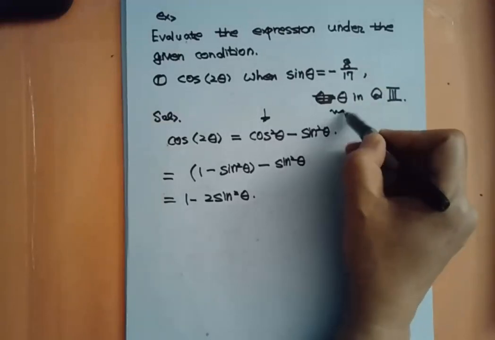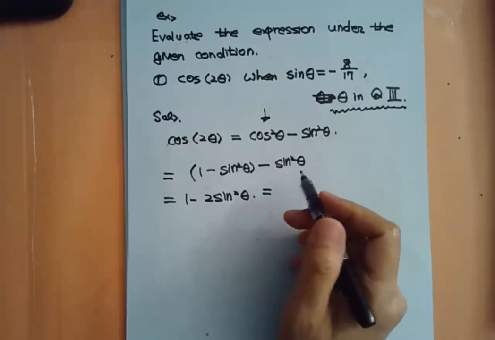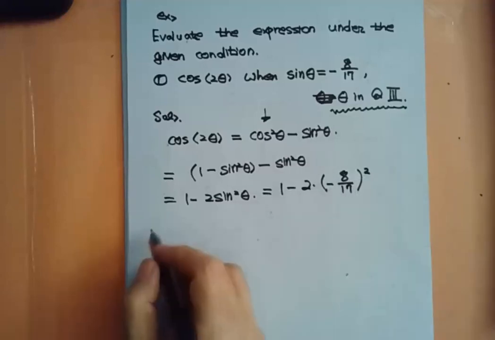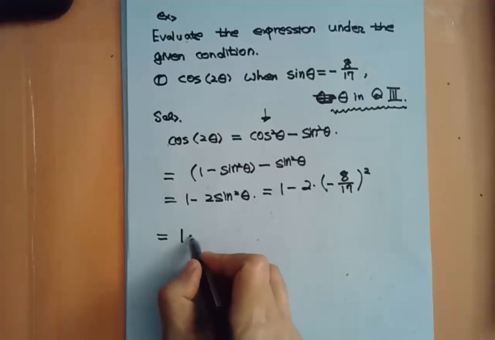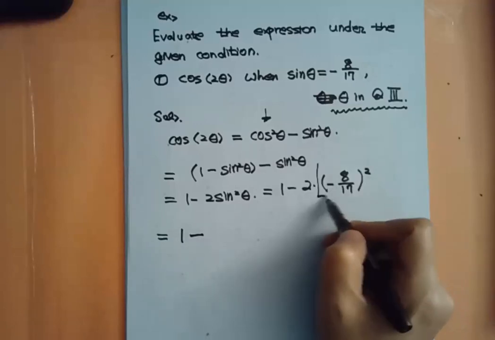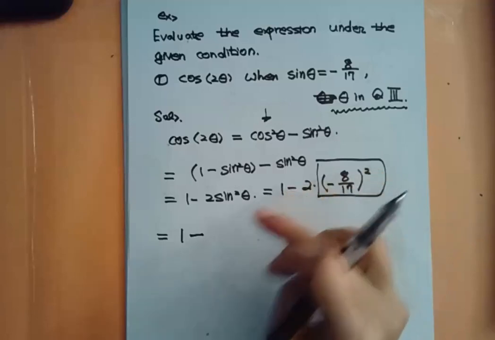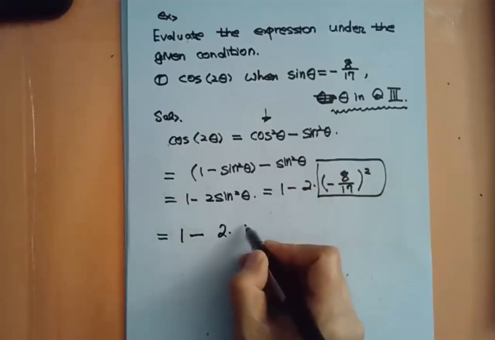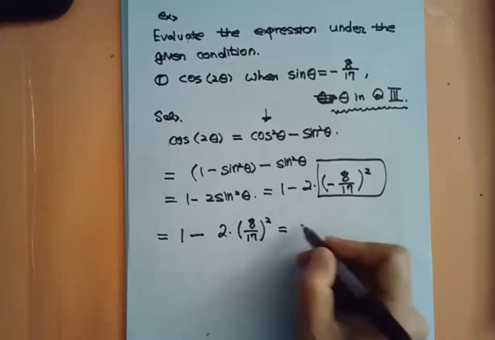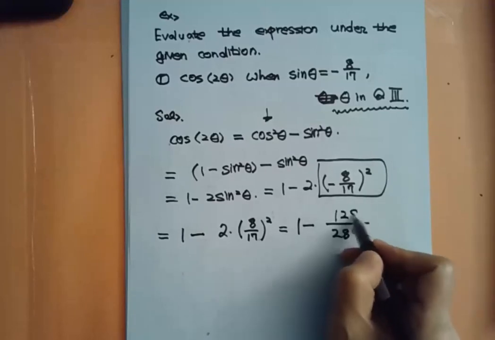It doesn't really matter in this problem whether theta is located in quadrant 3 or 4. The value matters. And so 1 minus 2 times minus 8 over 17 squared. So that is 1 minus. What you shouldn't be confused about is that minus is not plus. It is minus under the square. So minus will make plus, and so the middle part will stay as minus 2 times 8 over 17 squared. So that is 1 minus, the denominator is 289, and the numerator is 128.